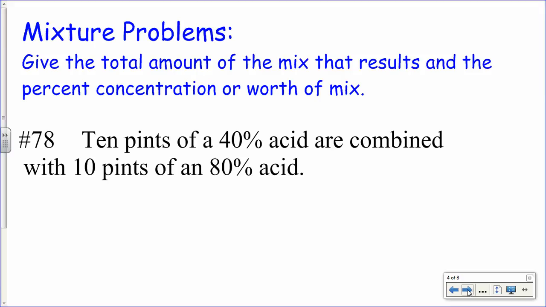All right, let's talk about mixture problems. So what I want to do is give the total amount of mix that results in the percent concentration or worth of mix.